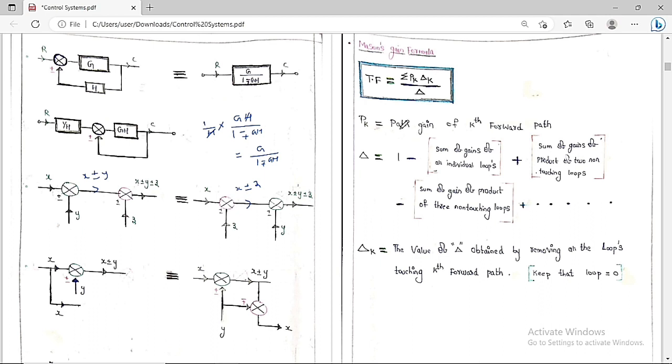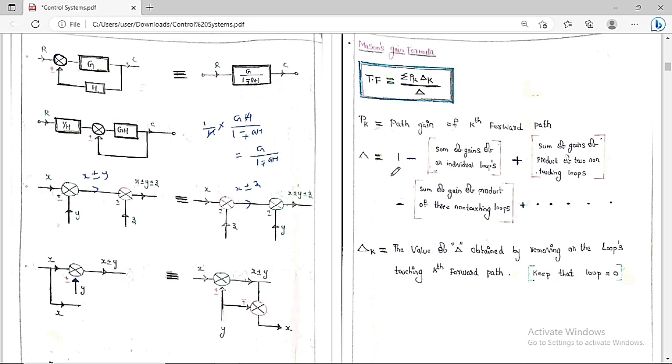So what is a path here? Path means you have to travel from the initial point to the final point, always in the direction of the arrows. Whenever you travel from the initial point to the final point in the direction of arrows without traveling any node more than once, that is called a forward path. Whatever gains are included in that path, you have to multiply them. Then you get the overall forward path gain, where Pk is the path gain of the kth forward path.